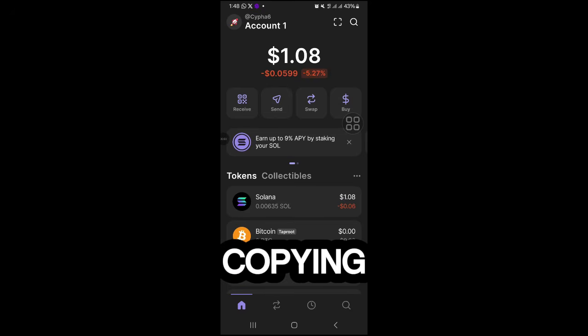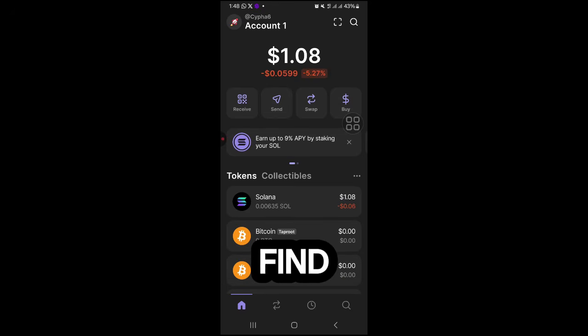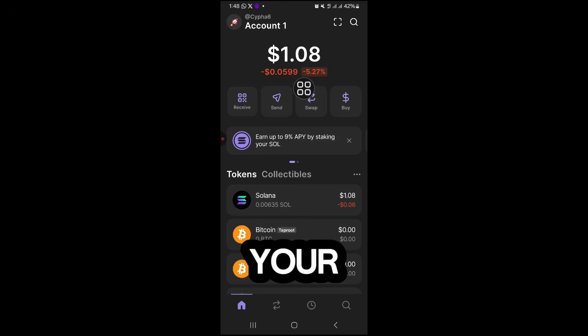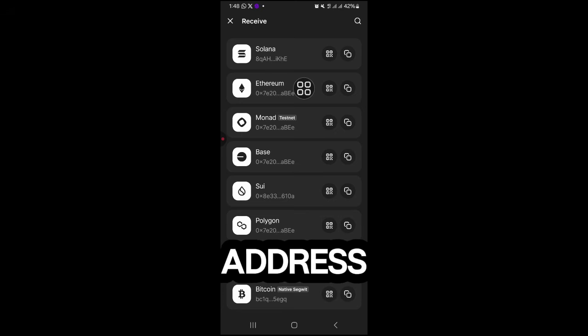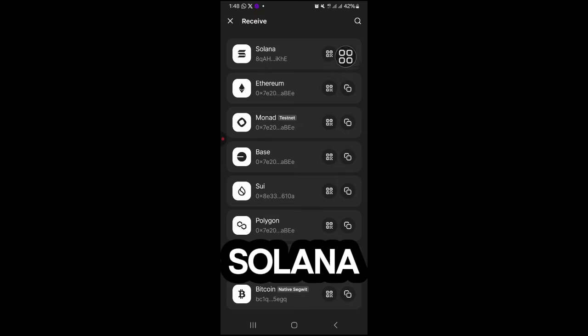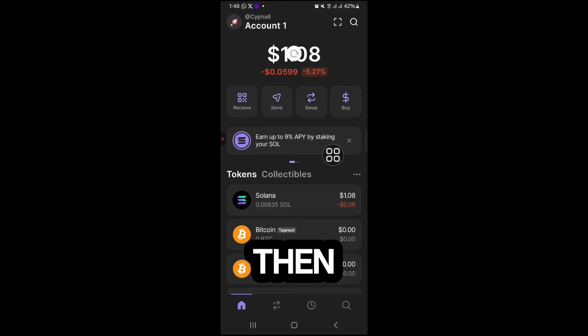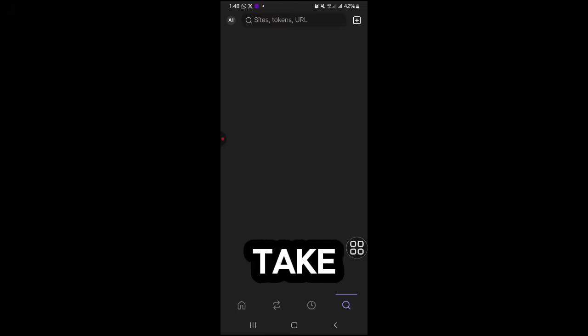So guys, after copying the CA, the next step is to fund your Phantom wallet. I believe now to do that, you tap on receive and you'll be given your Phantom wallet address. Copy the Solana wallet address, go to an exchange, buy Solana and send it to this particular wallet address. After that, come to this search bar, click on this. Then it's going to take you to this.